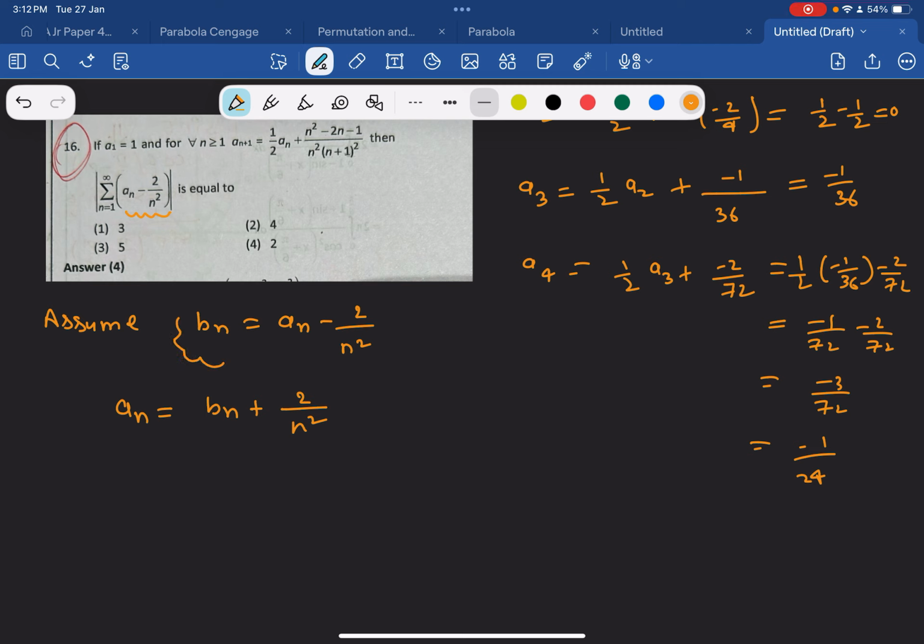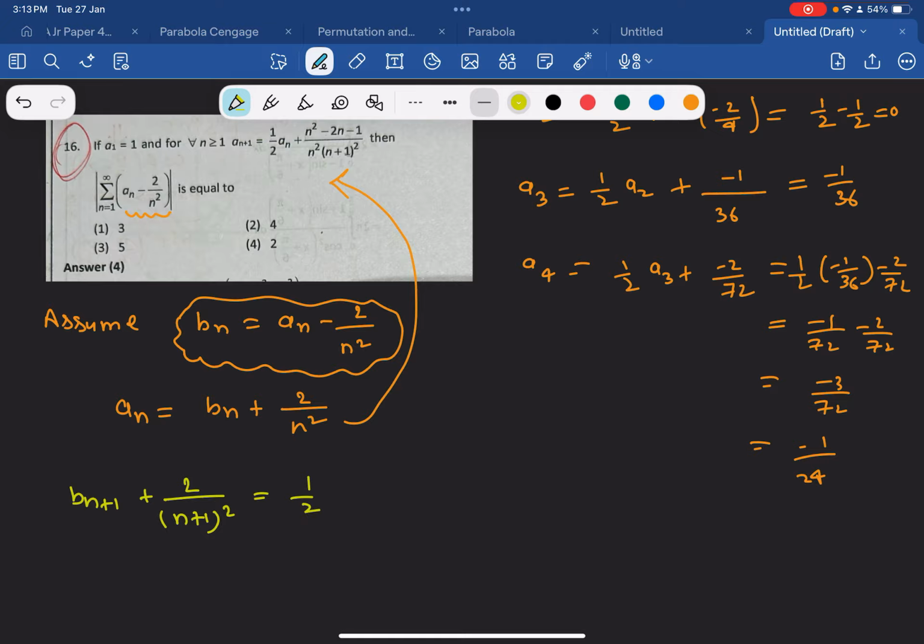So Bn, we assume this number, this is the Bn we have, which we have assumed. So what is the value of an we are getting? an is Bn plus 2 by n square. Now if you will substitute this value in this question, so a(n+1) will be nothing but B(n+1) plus 2 upon (n+1) whole square, and then it will be equal to 1 by 2 an.